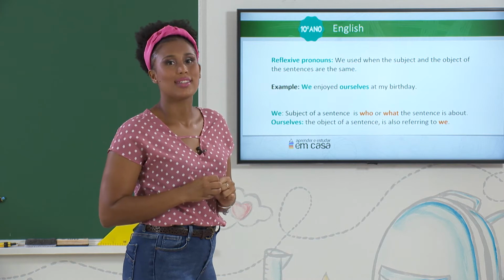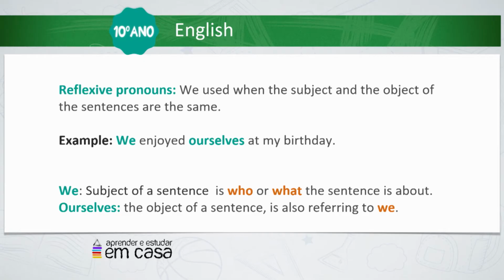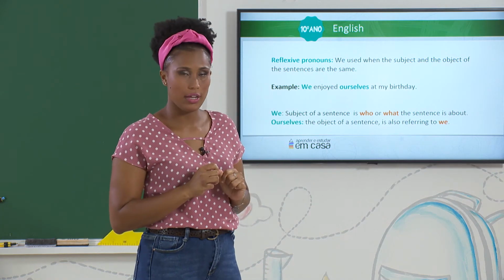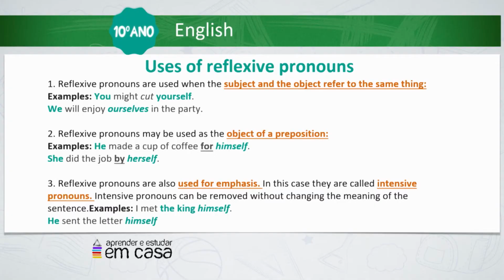Let's analyze this sentence. We here is the subject of the sentence. It is who or what the sentence is about. It's about we. And ourselves is the object of the sentence. It is also referring to we. That's why it's the reflexive pronoun. Okay? Moving on.